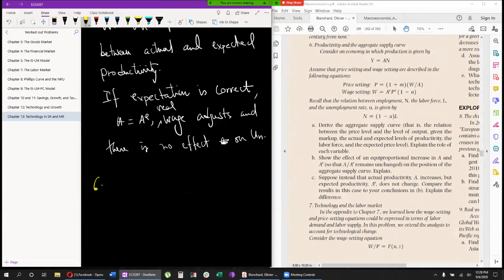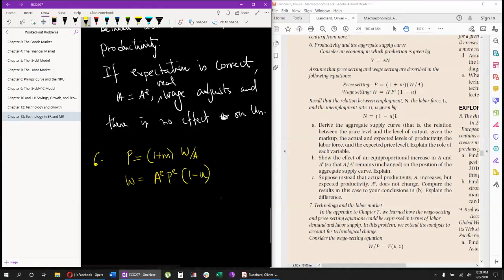So once again, we have the price setting and the wage setting relations. P equals 1 plus M times W by A. Wage equals expected P times F of U. And of course, we have this equation as well, which we've seen in 7: the number of workers, or employment, is equal to 1 minus the unemployment rate times the number of workers available.